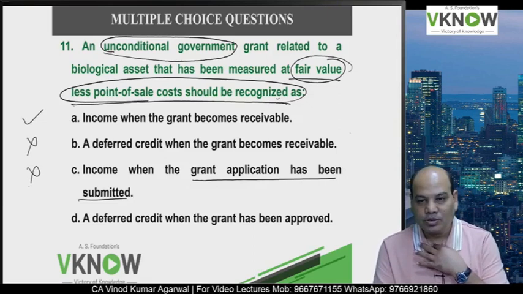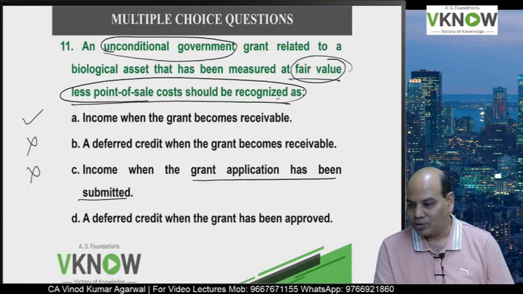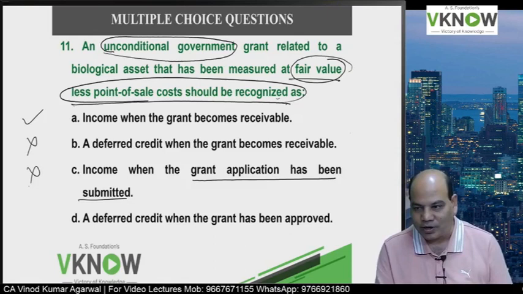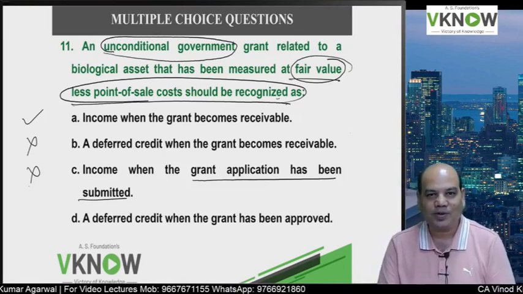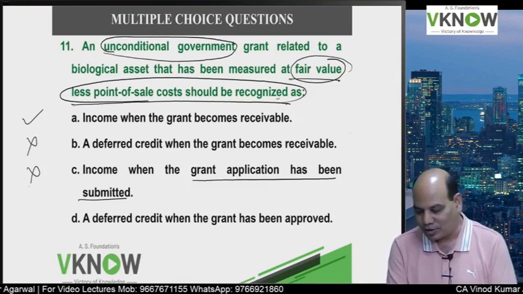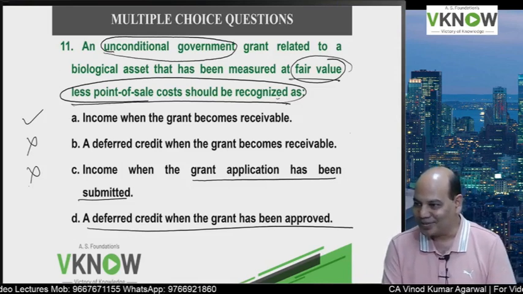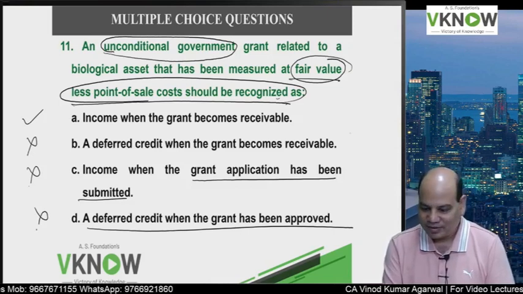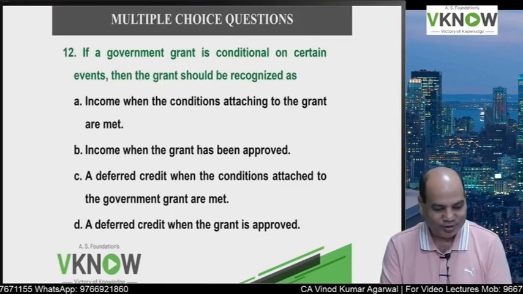Shouting, my throat is paining, my voice has changed. People are not able to recognize my voice. I will also just file application, recognize income, file application, recognize income, and then sell my company to Amazon or Flipkart for 2000 crore, go to Cayman Island and rest there. A deferred credit when the grant was approved, or Miami Island probably, that is better. Huh? A. No, I will not go to Goa.